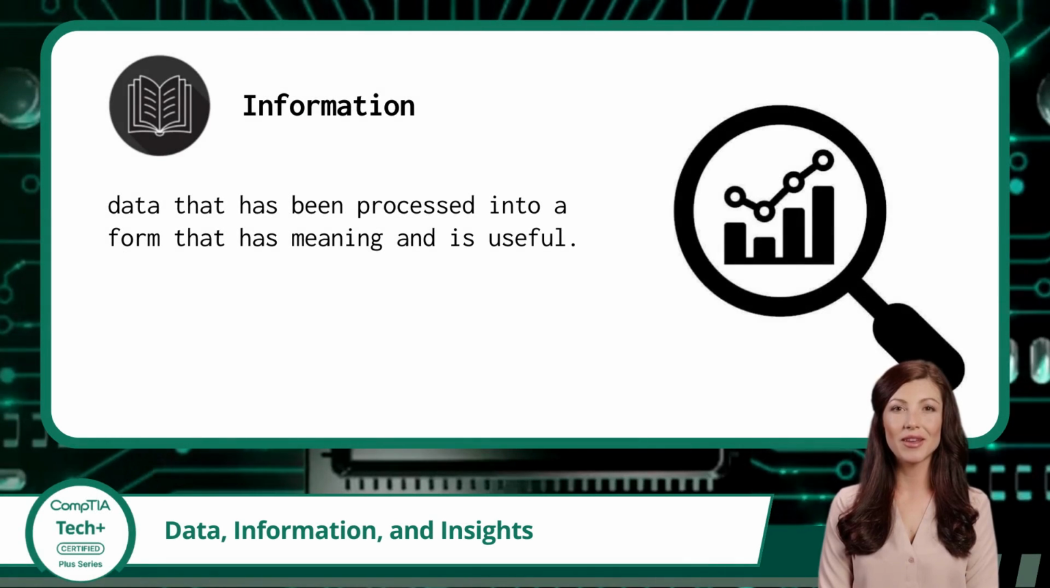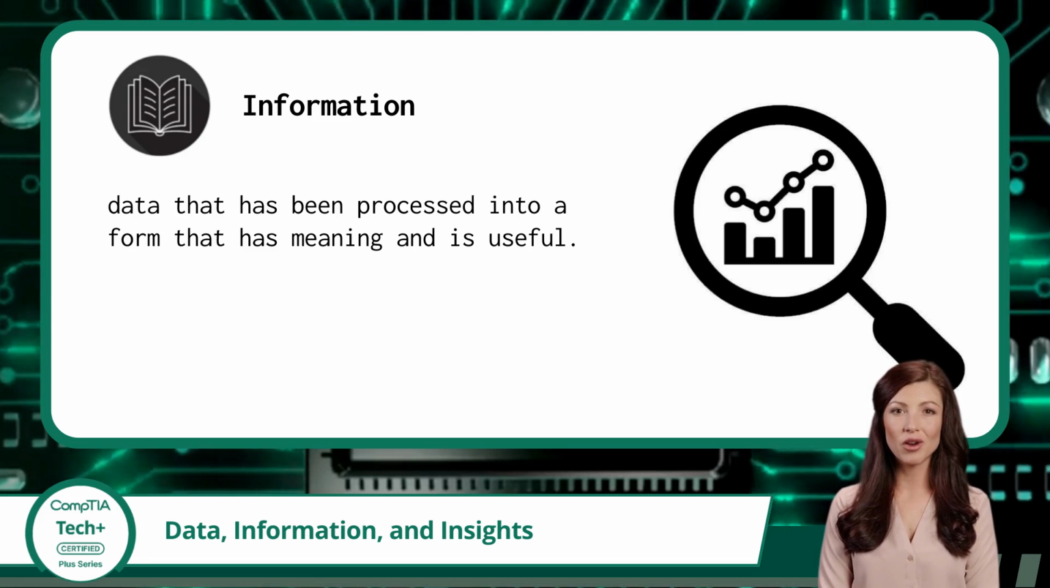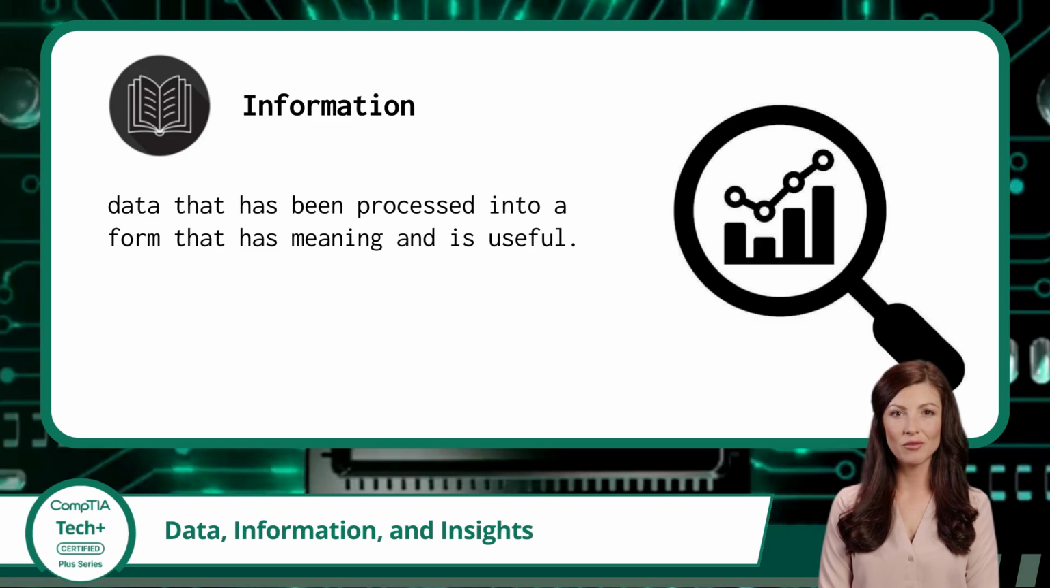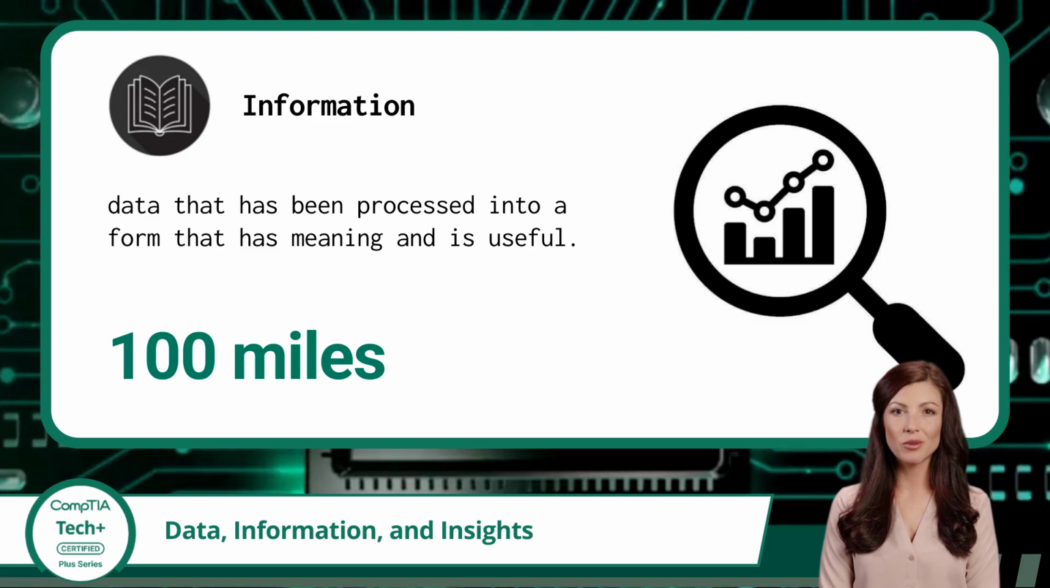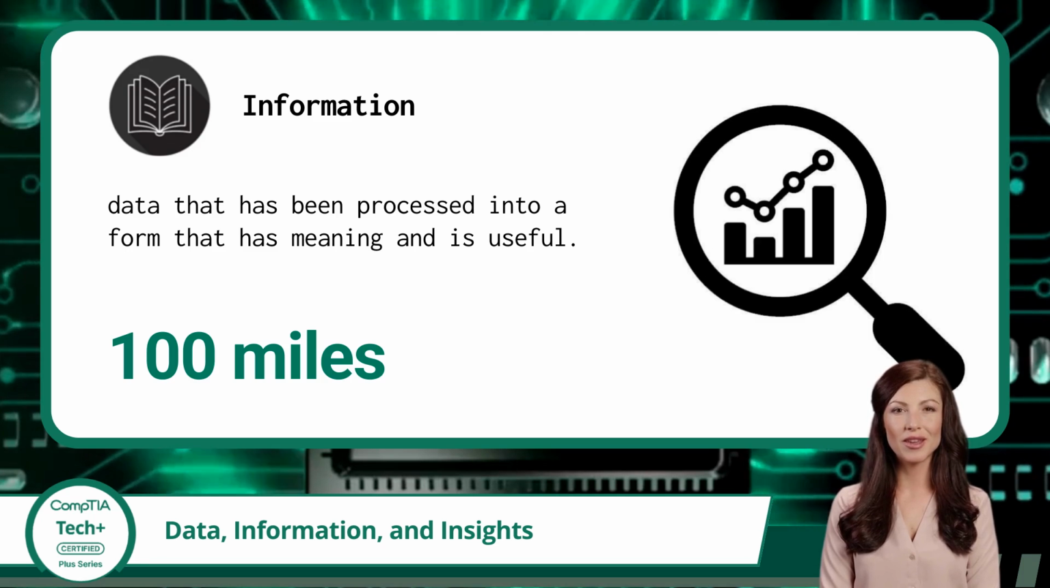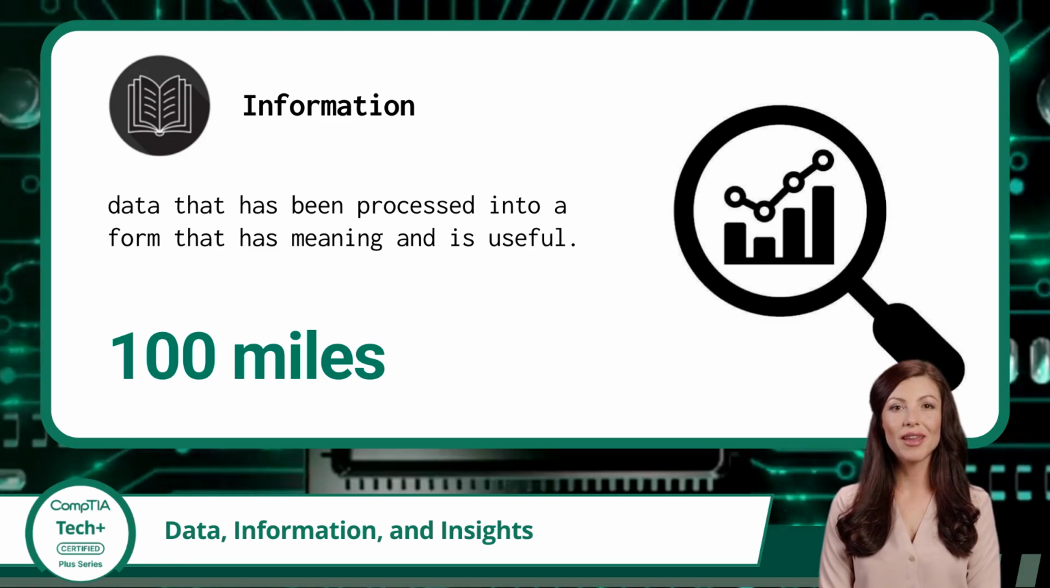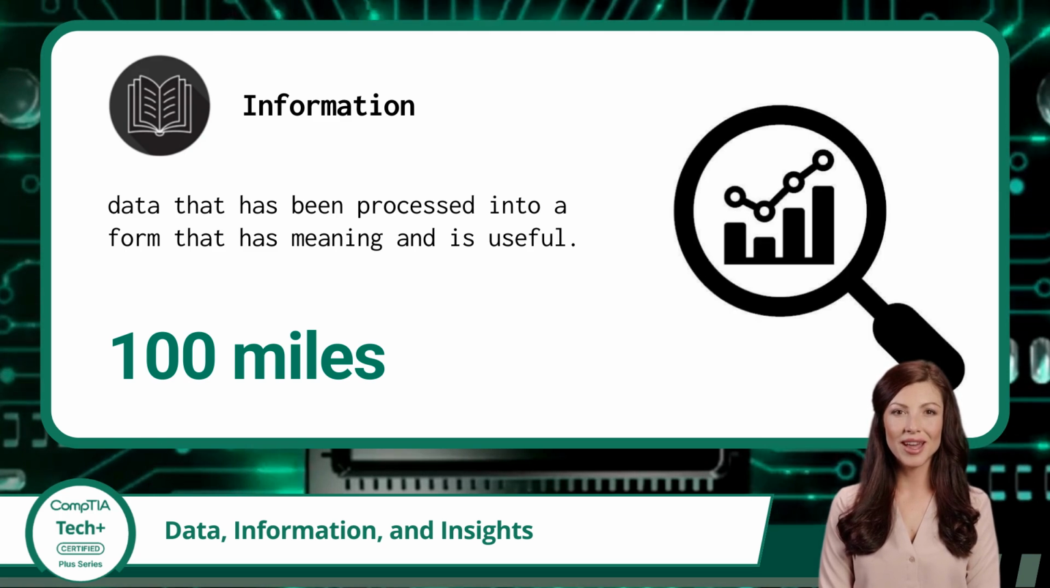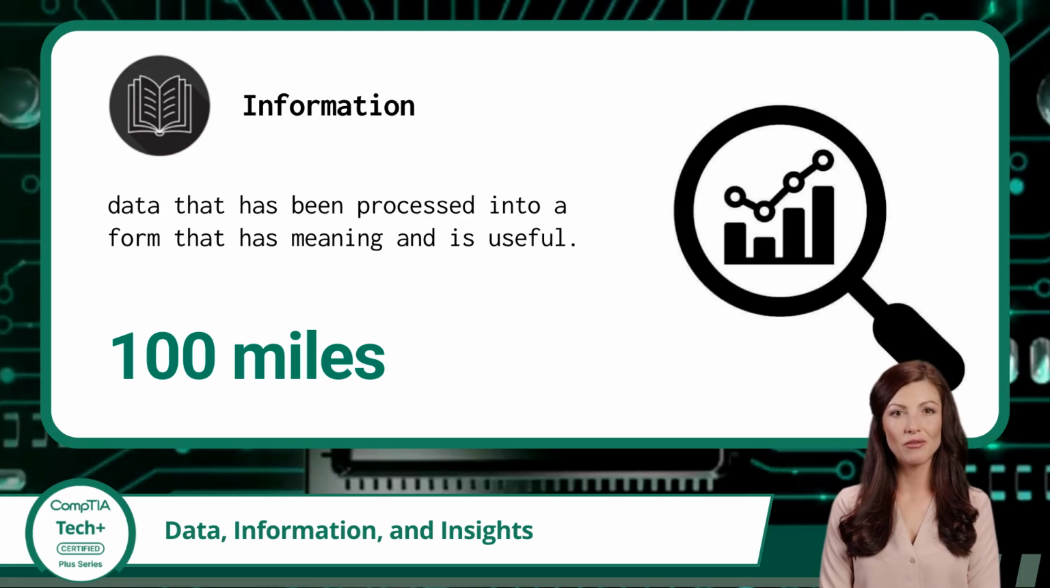Now that we've seen how data alone doesn't tell us much, let's talk about what happens when we give that data some structure and meaning. Information is the result of processing data into a form that is understandable and useful. It gives us context and allows us to start making sense of what the data represents. Continuing with our earlier example, let's take that raw data value of 100. On its own, it meant nothing. But if we now say it represents 100 miles, we've added context. Suddenly, we know we're talking about a measurement of distance. The number now has meaning, and that's what turns data into information.